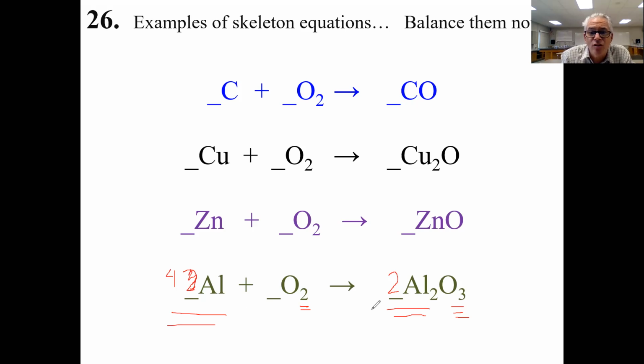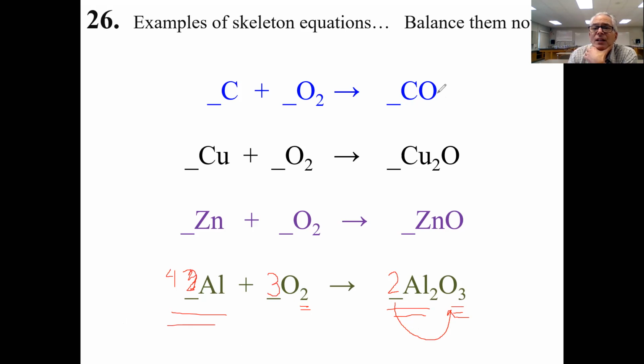Now I have 2 oxygens. How many oxygens do I have over here? I have 2 O3s. O3, O3, that's O6. 6 oxygens in the product. How am I going to get 6 oxygens over here? I got to put a 3 here. 4 to 3 to 2.